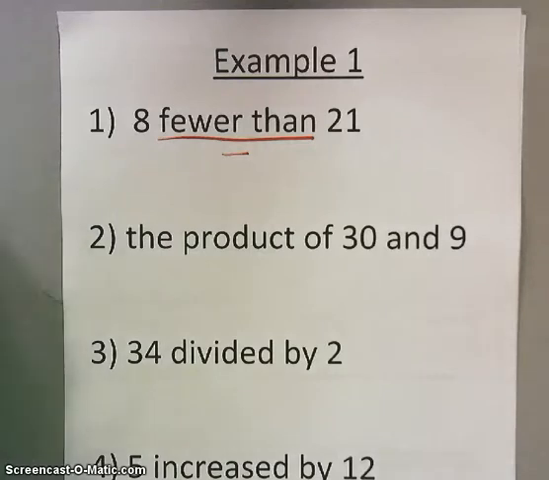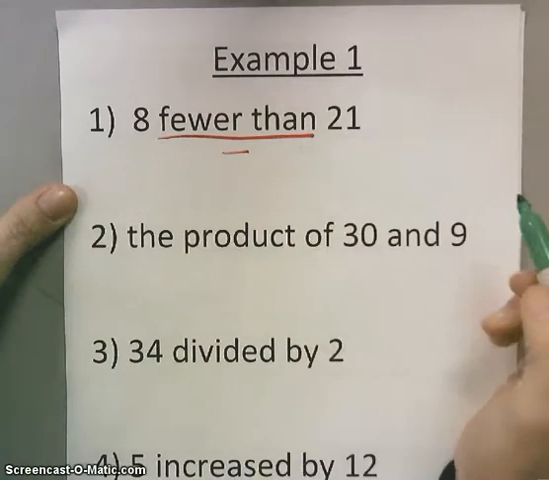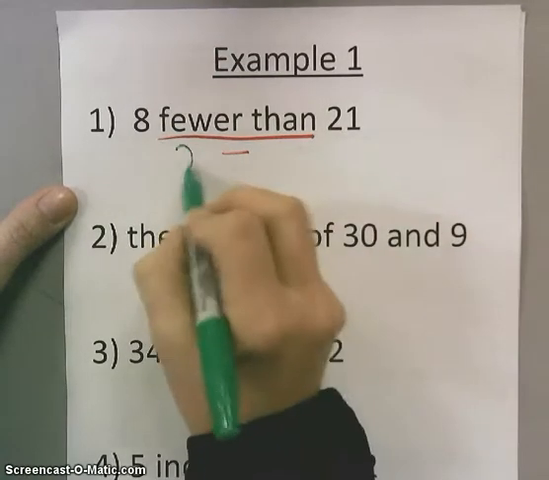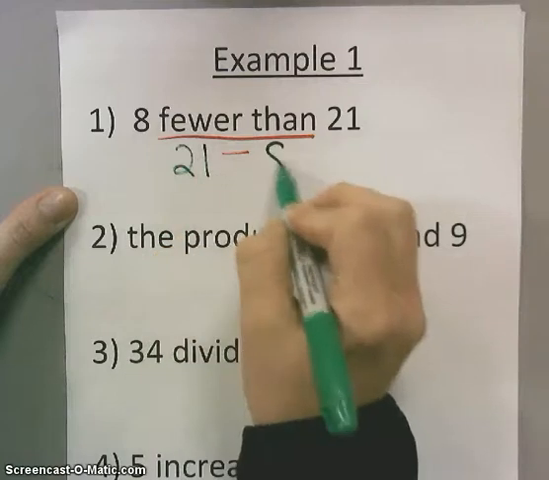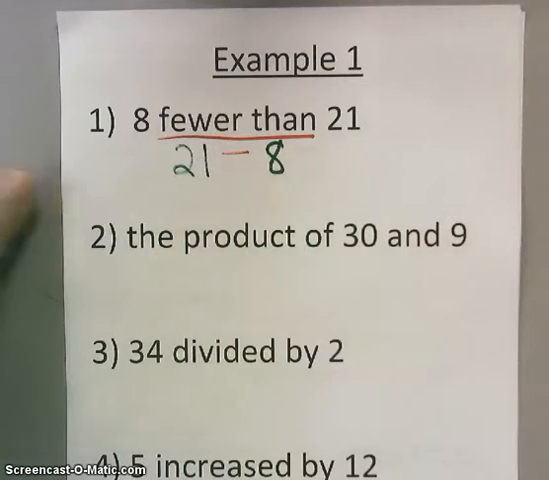So if I said you had 8 fewer dollars than your friend Sarah, and Sarah had $21, that would mean you would take 21 minus 8, and that would represent 8 fewer than 21. And now we don't want to evaluate these right now, although I'm pretty sure you all could do that. We're going to hold off and do that at a later date.